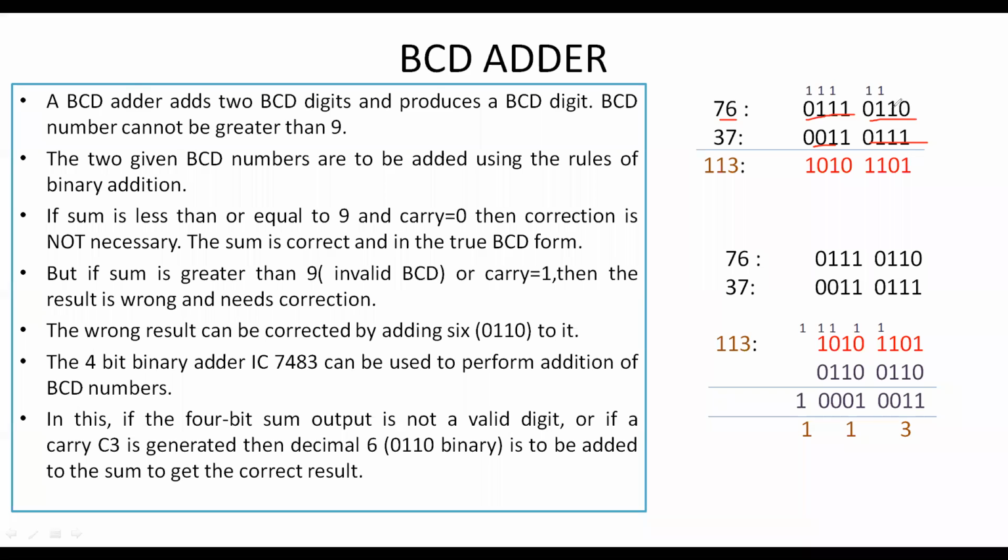0 plus 1 is 1. 1 plus 1 is 0, and 1 as carry. 1 plus 1 plus 1 is 1, and 1 as carry. And 1 plus 0 is 1. Now see, here the first 4 bits, whatever the first 4 bits we are calling this, is called a nibble.